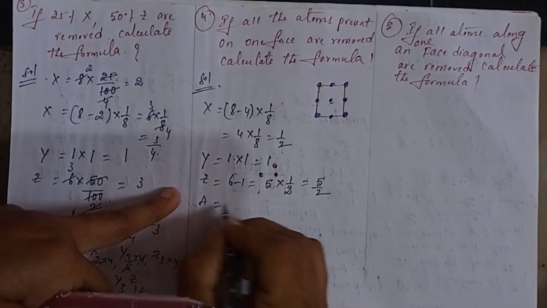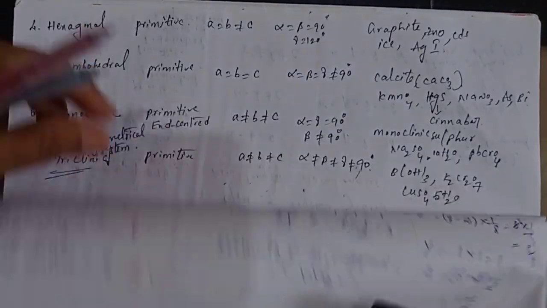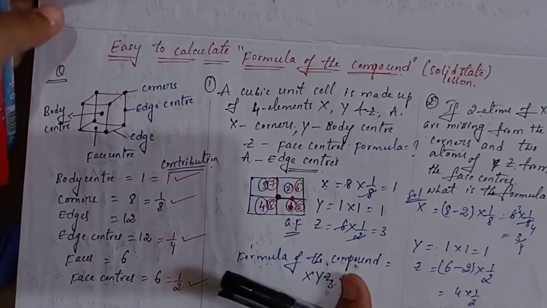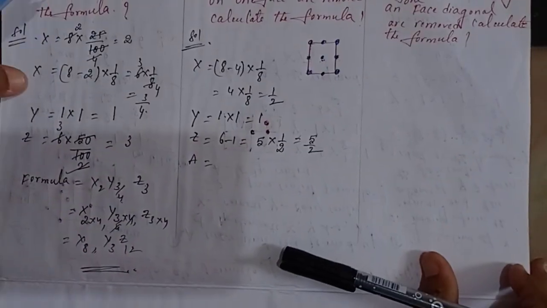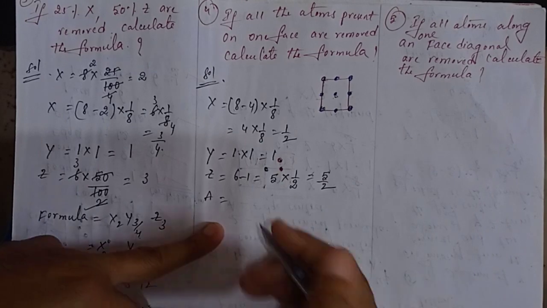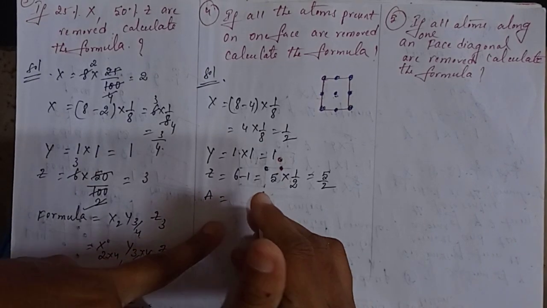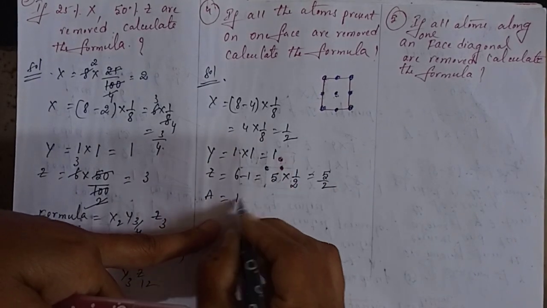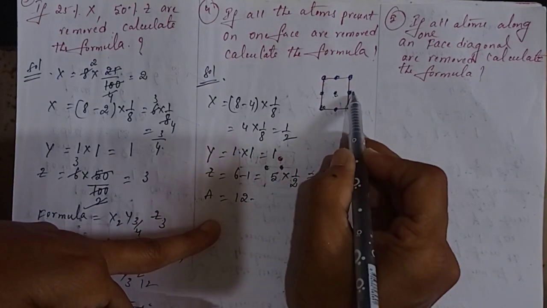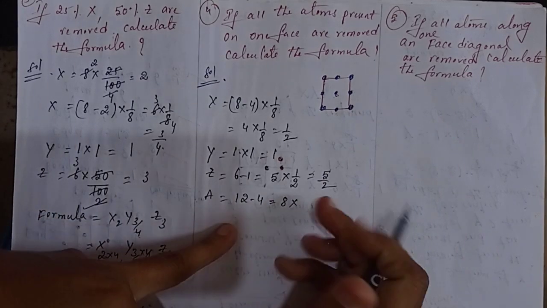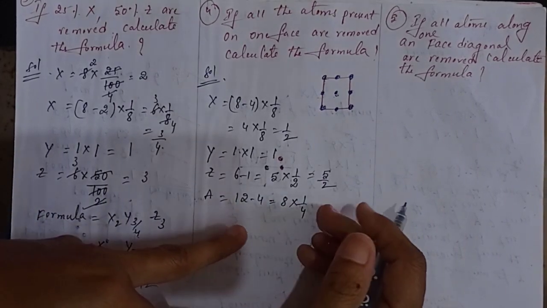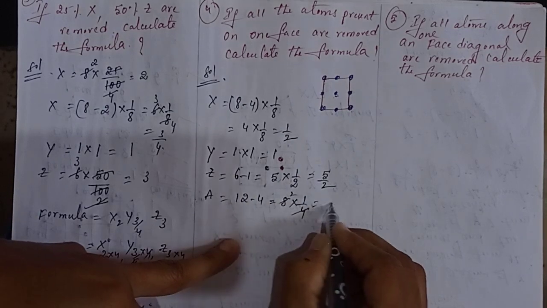Now coming to the A particle. A particles, I told you, are present at the edge centers. So edge centers, total how many edges, students? In a cubic unit cell, total 12 edges will be there, correct? So 12 edges will be there. How many removed, students? 1, 2, 3, 4 removed. That means how much, students? 8. Each edge center contribution is 1 by 4. So 2. Answer is 2.